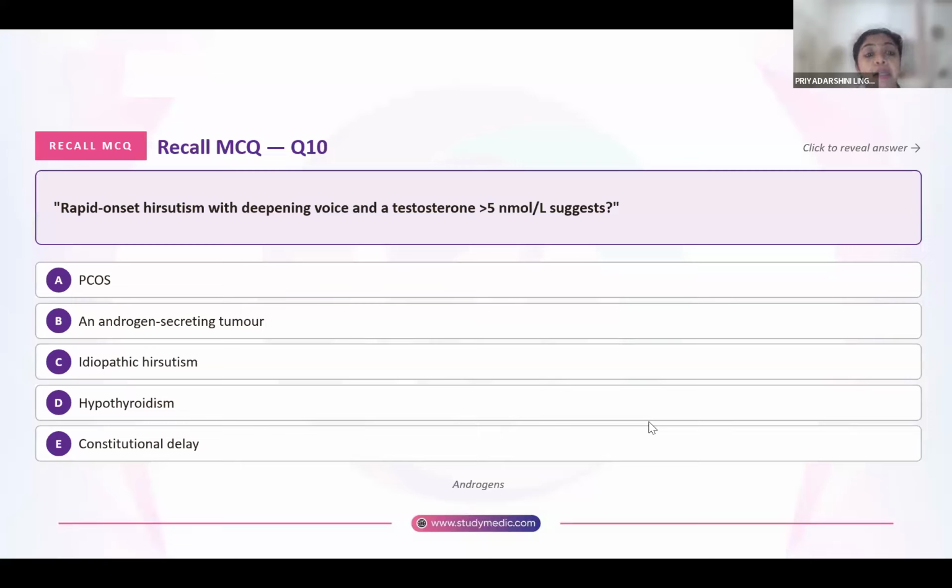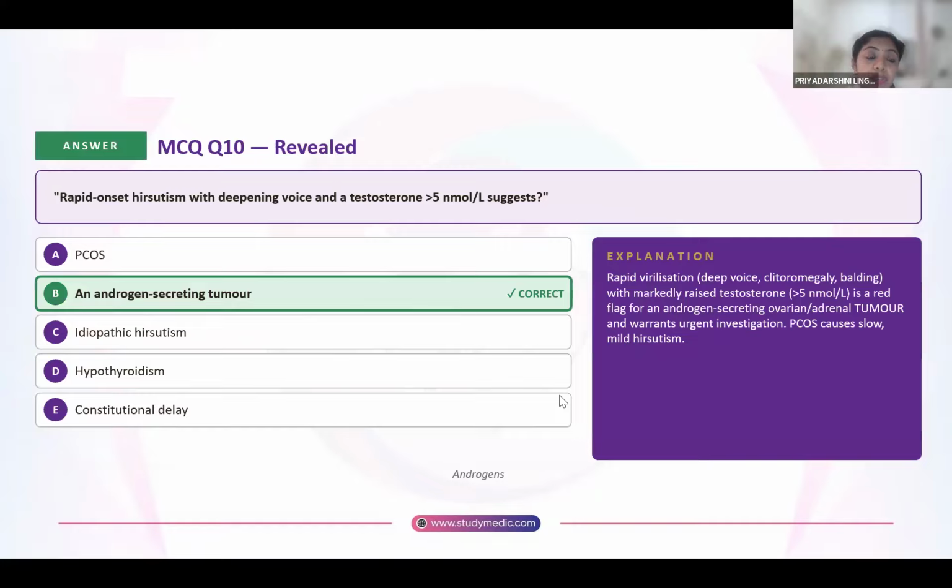You always think in terms of tumor. PCOS, idiopathic hirsutism, constitutional delay, well, there will not be any of these changes there. So you think in terms of an androgen secreting tumor. Hence, you will have to do a fast workup and evaluate these women.